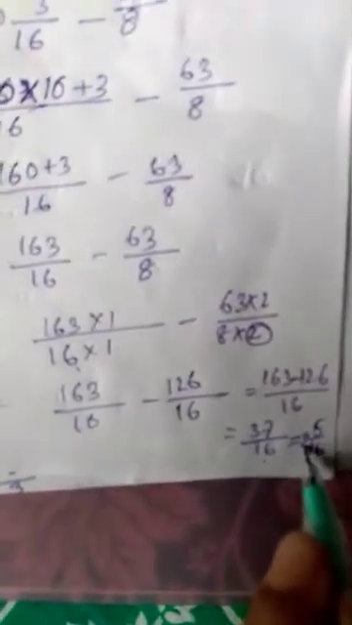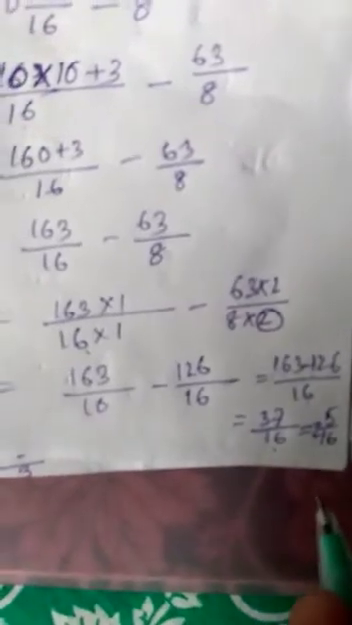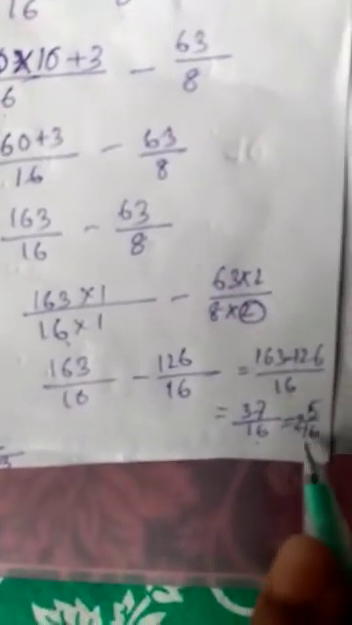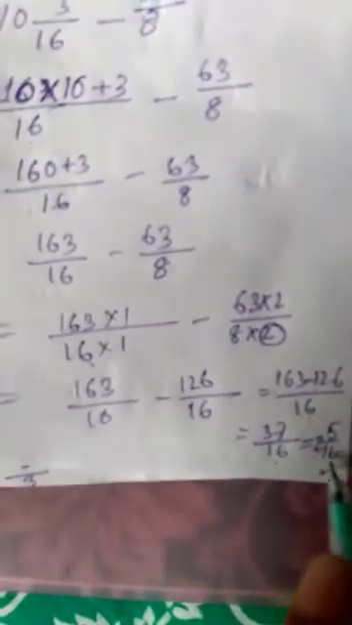37 by 16 we can convert into a mixed fraction. 16 into 2 is 32, 32 plus 5 will be 37. So it is 2 of 5 by 16. So this is the result.